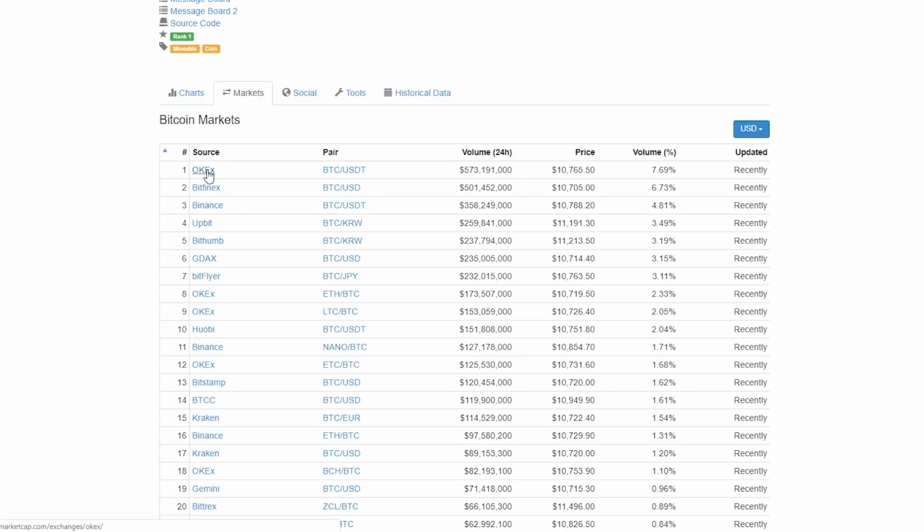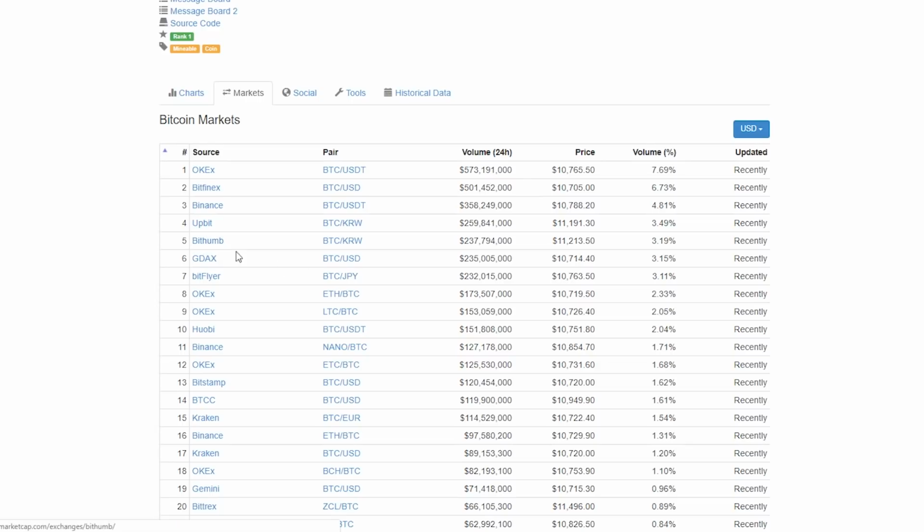So at the moment we can see OKX is number 1 in terms of trading volume. We can see the price here is currently 10,765. And in terms of a percentage of volume, OKX has 7.7% dominance on this market overall with all the exchanges. Now, when I was talking about the price before being an average, I just want to show you how significant it can actually be.